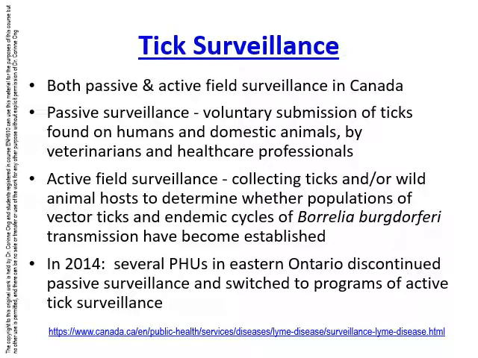Both active and passive tick surveillance exists in Canada. Passive surveillance is where there is voluntary submission of ticks found on humans and domestic animals by veterinarians and healthcare professionals. Active field surveillance, on the other hand, involves the collection of ticks and/or wild animal hosts to determine whether populations of vector ticks and endemic cycles of Borrelia burgdorferi transmission have become established. In 2014, several public health units in eastern Ontario discontinued passive surveillance and switched to programs of active tick surveillance.